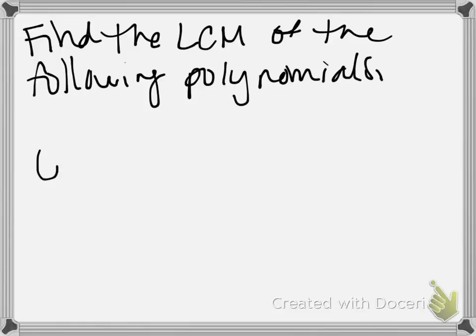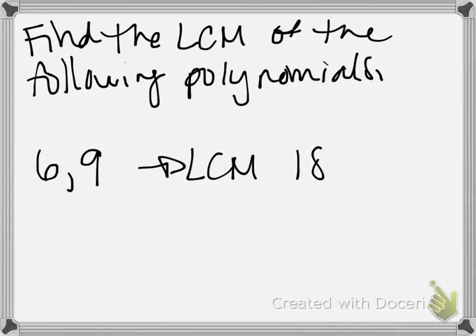So something like 6 and 9. If I needed to find the least common multiple of 6 and 9, I would find the smallest number that both of them can go into. So both 6 and 9 can go into 18. So therefore 18 is the LCM. Okay, because I'm just looking at multiples of 6 and 9.